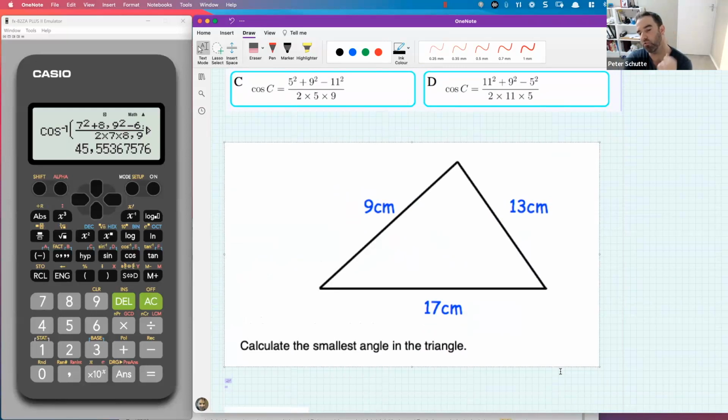Can the sides help us know where the smallest angle is? Maybe somebody could let us know what their thinking is in the chat. The biggest side would be opposite the biggest angle. So this would be the biggest side, that's the biggest angle. The smallest angle will be opposite the smallest side.